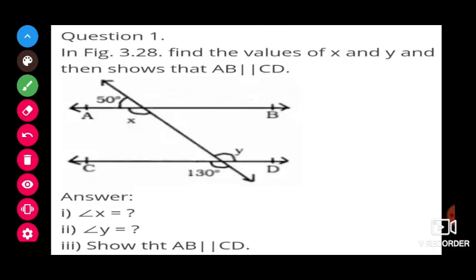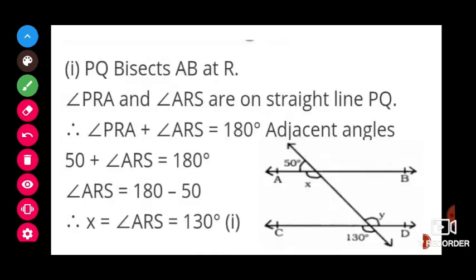Now children, exercise 3.2, the first question. In figure 3.28, find the values of x and y and then show that AB is parallel to CD. See here, we have to find x and y. The given is 50 degrees. By using this 50 degrees, what is the value of x? The total angle here will be 180. So the value of x will be 180 minus 50. We will get 130 degrees.